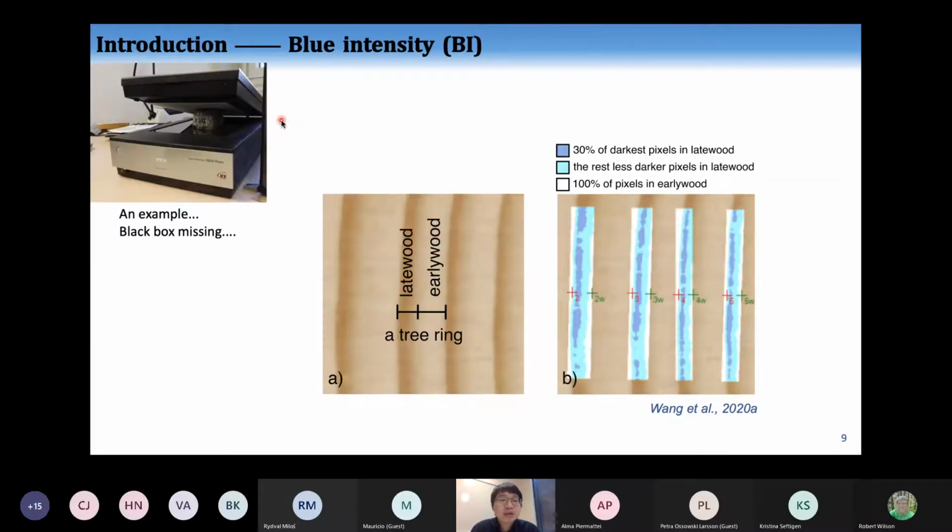So around 20 years ago, a new and cheap method called blue density was developed in order to provide surrogates for X-ray density data. Unlike densitometry, blue density only relies on flatbed scanners, and also it only measures the light reflectance of tree rings on the blue channel. But please note here I give a very bad example for blue density measurement, because in general, we will need to put a black box to cover the scanner in order to avoid the influence of external light.